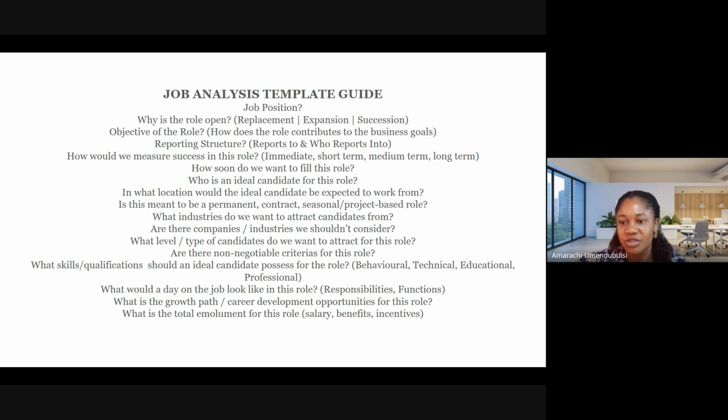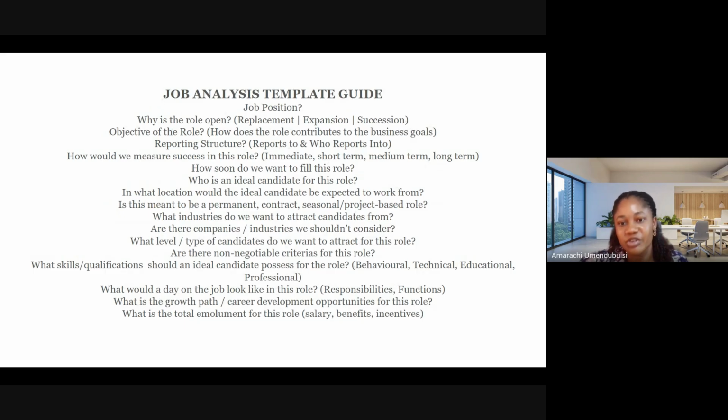Remember, what we are doing now is job analysis. We are gathering data to point us in the right direction. So the next one here is the objective of the role. What is the objective of the role? Sometimes when I ask HR directors this question, it comes to them as a shock. They are thrown aback by the question. They say, okay, how do I put it? We just want someone that can come in and drive our business goals. Many times that's the response that I get.